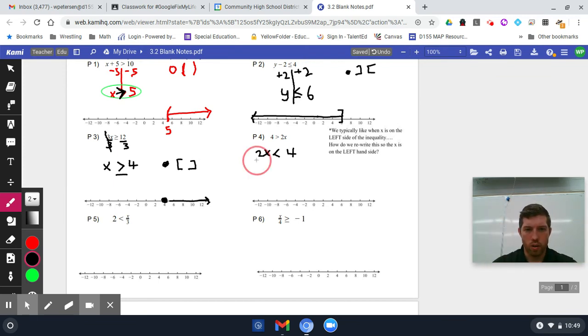All right, so I can go ahead, divide by 2, divide by 2, and 2 divided by 2, 1. So we're left with x is less than 4 divided by 2 is 2. We go down to our 2. We have a nice open circle this time, and we need x to be less than 2.